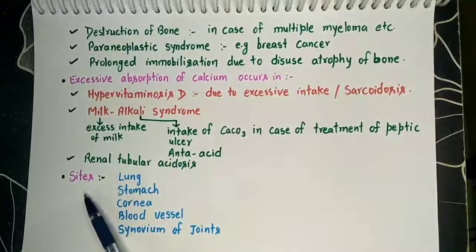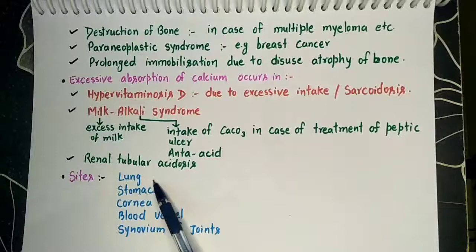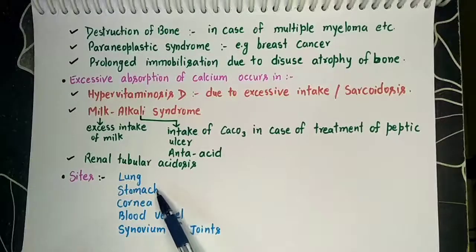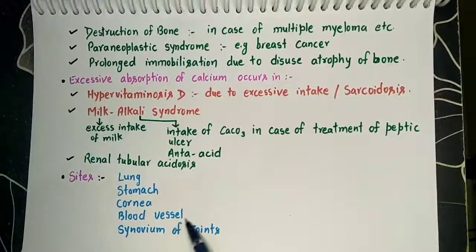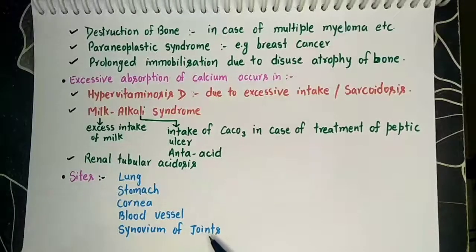Now come to the sites of metastatic calcification. First one is lung. In the alveolar wall of the lung, there can be metastatic calcification. Next site is stomach. In the stomach, in the acid secreting part of the stomach, mostly the fundus, there will be metastatic calcification. Next one is the cornea of our eye. And the other one is blood vessels. In case of blood vessels, metastatic calcification is mostly seen in the inner layer of the blood vessels.